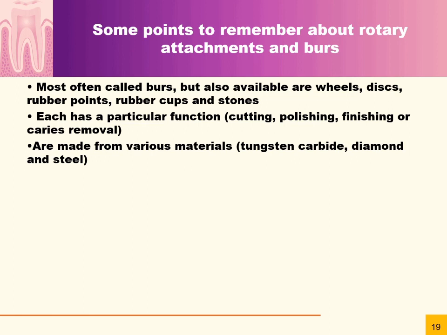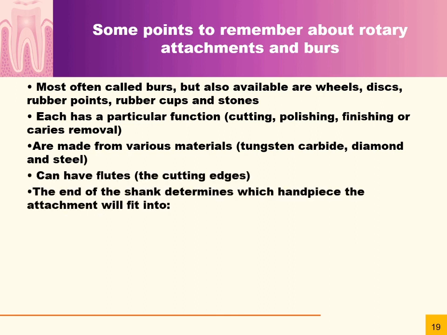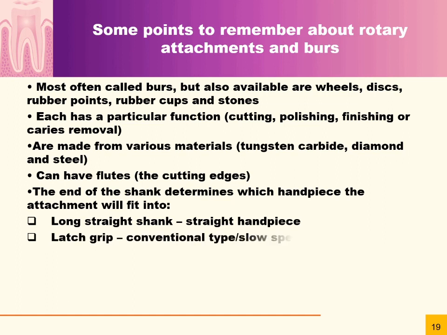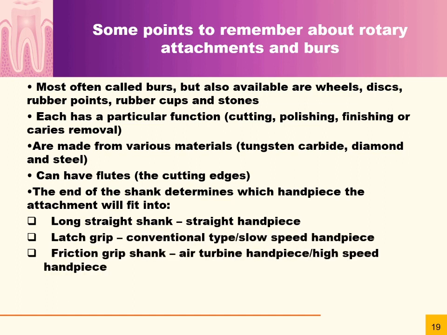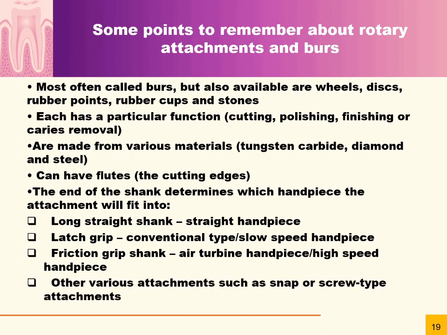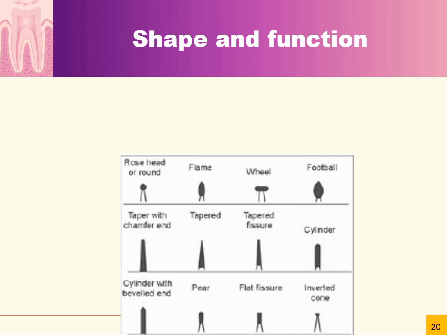Some points to remember about rotary attachments and burrs. Most often called burrs, but also available are wheels, discs, rubber points, rubber cups and stones. Each has a particular function: cutting, polishing, finishing or caries removal. They are made from various materials: tungsten carbide, diamond and steel, and can have flutes, the cutting edges. The end of the shank determines which handpiece the attachment will fit into.